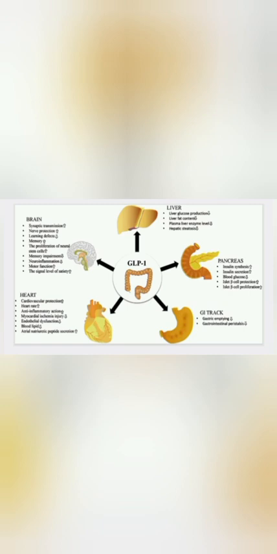In the brain, synaptic transmission increases, nerve protection increases, memory increases, and motor function also increases. In the heart, cardiovascular protection increases and heart rate increases. In the liver, liver glucose production and liver fat content decrease. In the pancreas, insulin synthesis increases, insulin secretion also increases, whereas blood glucose level decreases.